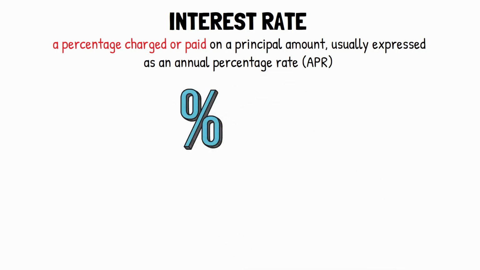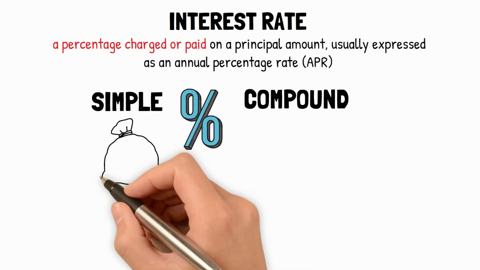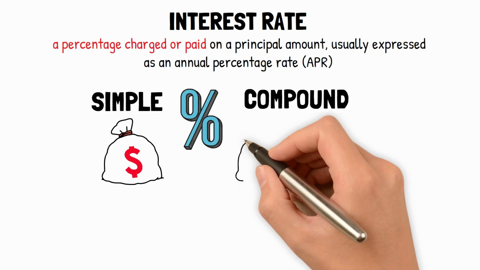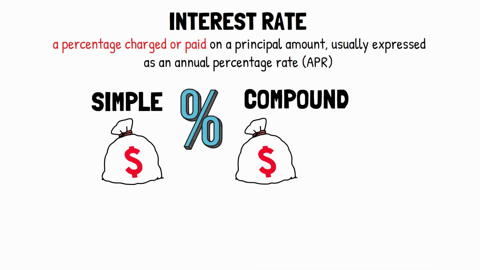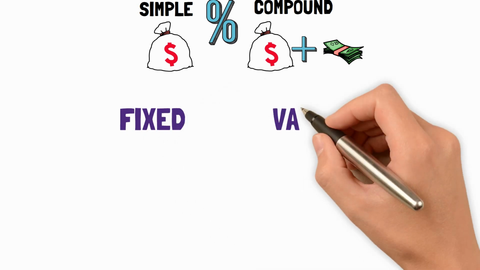The interest rate can be simple or compound, depending on how it is calculated. A simple interest rate is calculated based only on the initial principal amount borrowed or lent. In contrast, a compound interest rate is calculated based on the initial principal amount plus any accumulated interest. Interest rates can be fixed or variable.